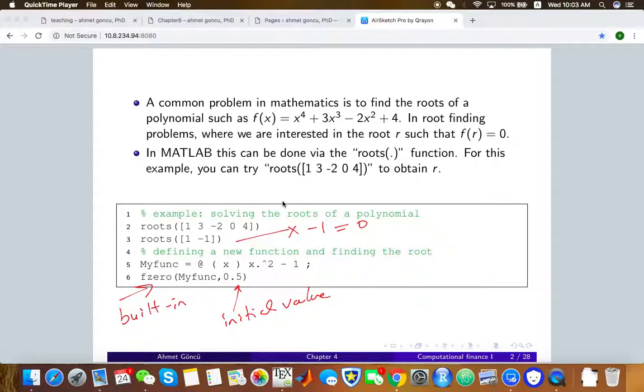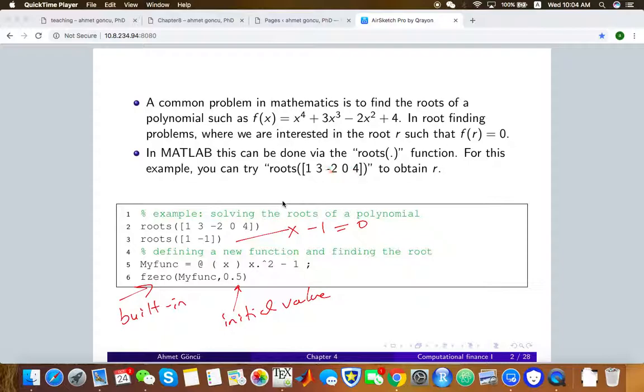If we have a polynomial function, then our root finding problem can be done in MATLAB more easily. There's a built-in function called roots, and this function can be used by just inputting the coefficients starting with the highest order term to the lowest order term. You can see that the highest order term in this polynomial is x to the 4, and the coefficient is 1. So you start with 1, and then you have coefficient 3, and now minus 2, and there is no x term here, so you put a 0, and then the last term is 4.